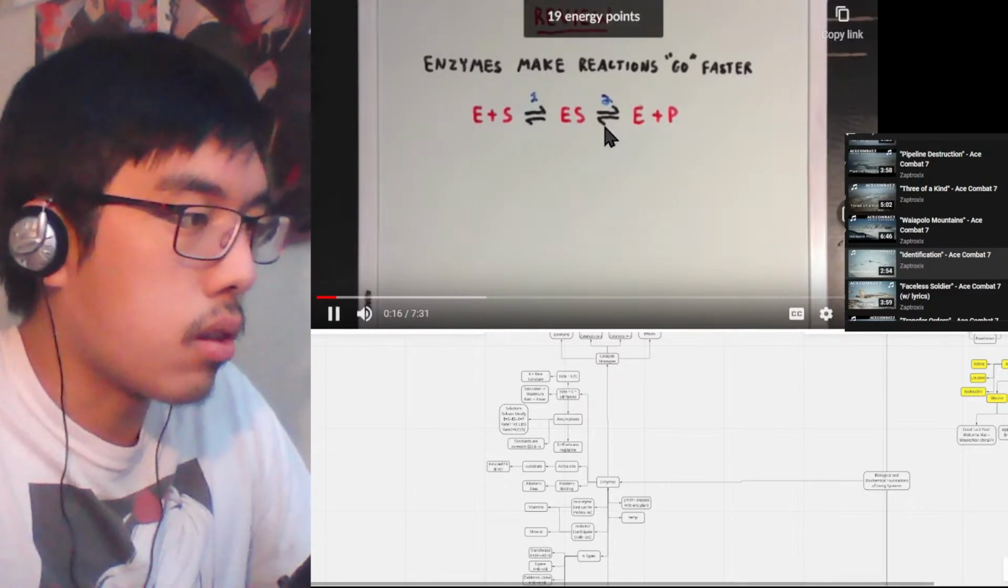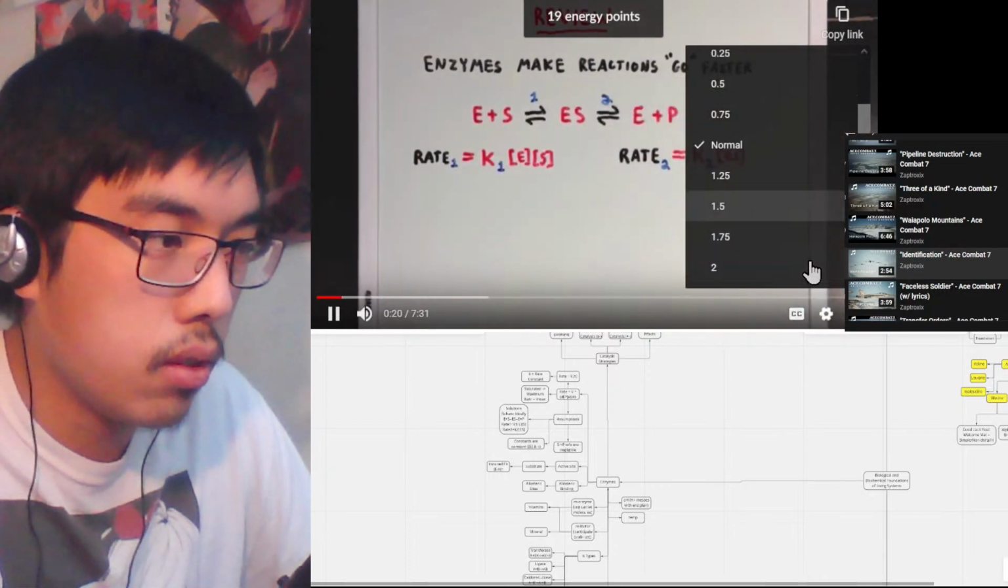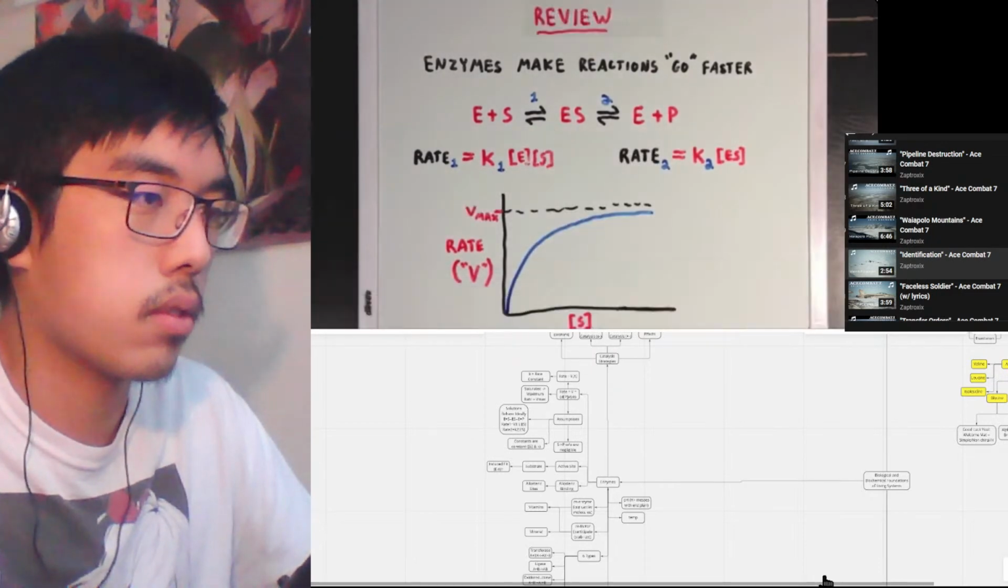Enzymes make reactions go faster. First is the binding of enzyme to substrate, and second, the formation of product. And each of these has its own rate. Let's also review the idea that if we keep the concentration of enzyme constant, then at really high substrate concentrations we'll hit the maximum speed for a reaction, which we call Vmax.